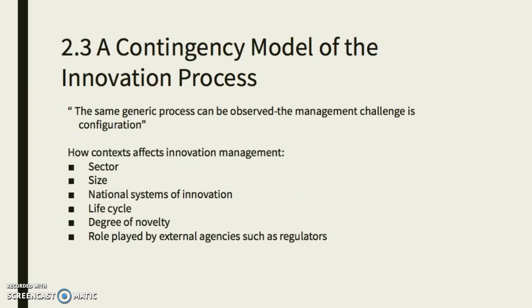Moving on now to section 2.3, a contingency model of innovation process, which discussed the challenges of innovation. This chapter goes over 6 variables that affect innovation management: sector, size, national systems of innovation, life cycle, degree of novelty, and role played by external agencies such as regulators.